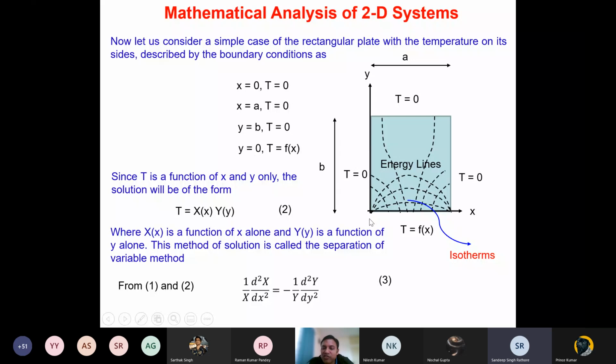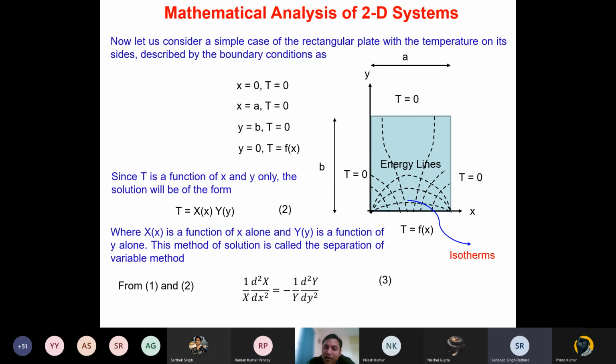So what we are trying to say here is, with this equation, this equation is true only if my 1 by x d square x by dou x square is equal to some constant, and similarly minus 1 by y d square y by dy square is equal to some constant, isn't it? Then and only then this equation is true, because both the left hand side and right hand side are independent of each other. Do you agree with this? Up to this, do you agree?